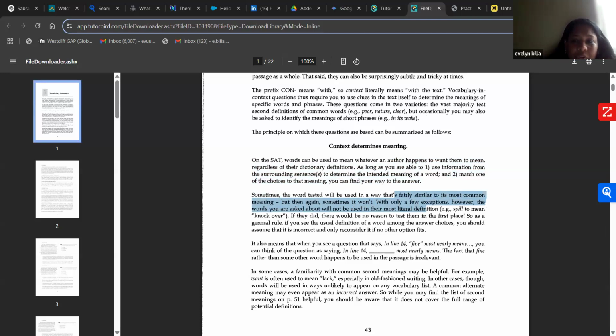With only a few exceptions, however, the words you are asked about will not be used in the most literal definition. Keep in mind that's not a most literal definition. Example, spill to mean or knock over. Both are the same meaning. Again, both of them give you the same meaning, but you just need to figure out what the author is trying to tell you. Is he trying to tell you spill to mean, or is he trying to tell knock over? That would be your correct answer.